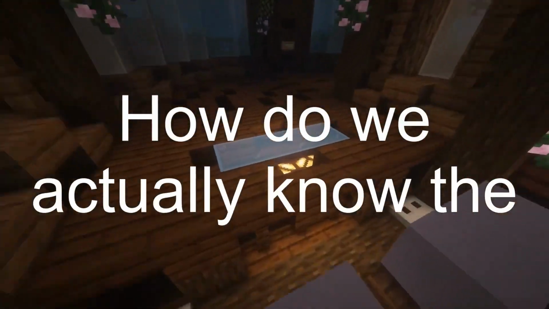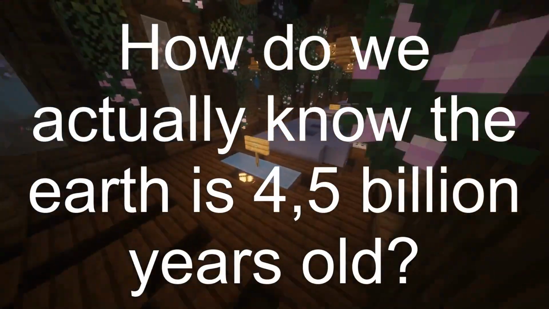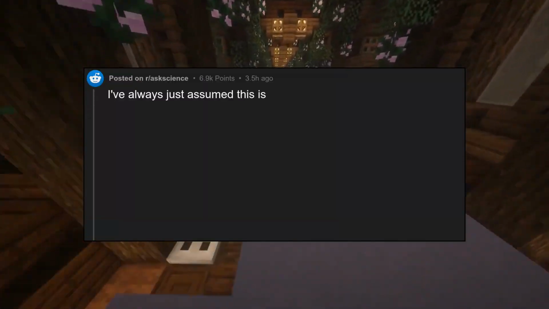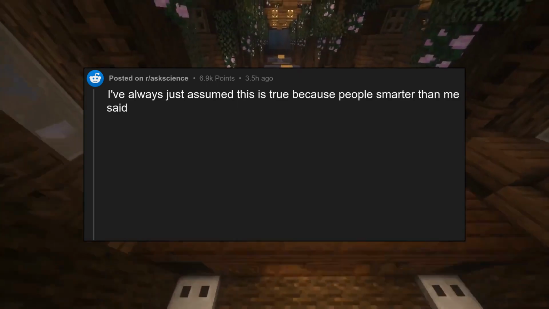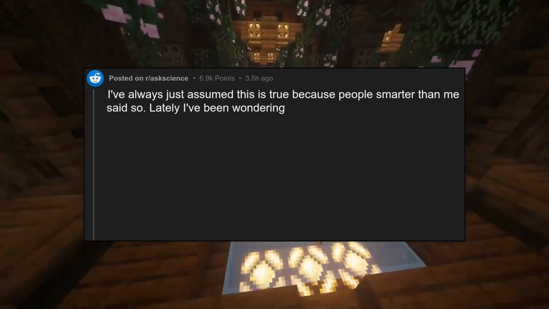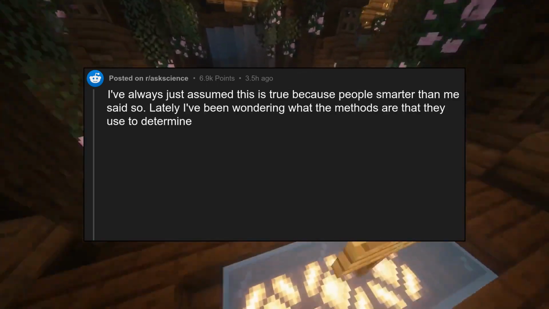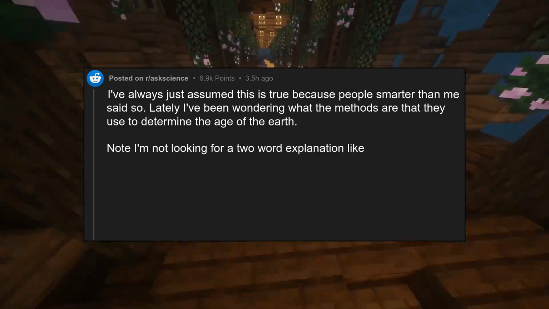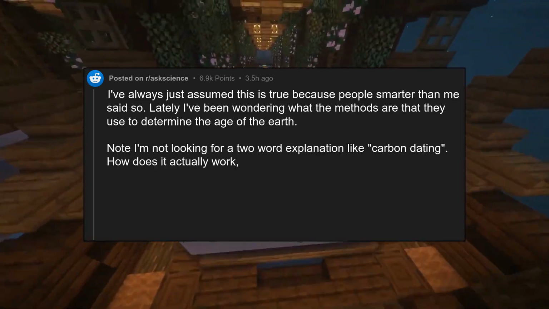How do we actually know the Earth is 4–5 billion years old? I've always just assumed this is true because people smarter than me said so. Lately I've been wondering what the methods are that they use to determine the age of the Earth. Note I'm not looking for a two-word explanation like carbon dating. How does it actually work?